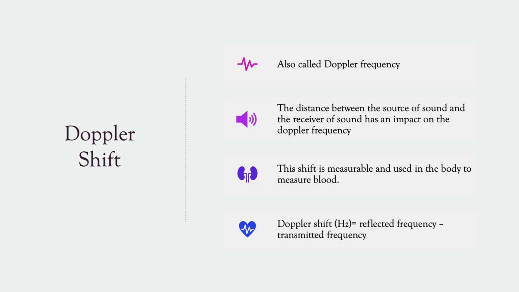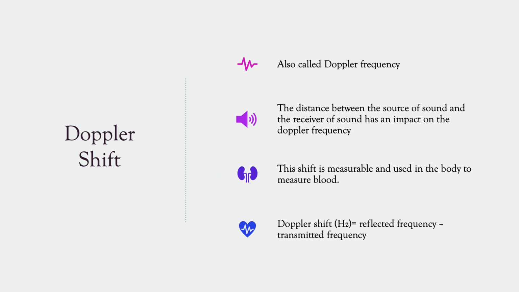Doppler shift is also called Doppler frequency, and this happens as the source of sound and the receiver change distances. It has a direct impact on the Doppler frequency as they are directly related. This shift is measurable and we use it in the body to measure blood and blood flow, blood velocities. The Doppler shift is measured in hertz.